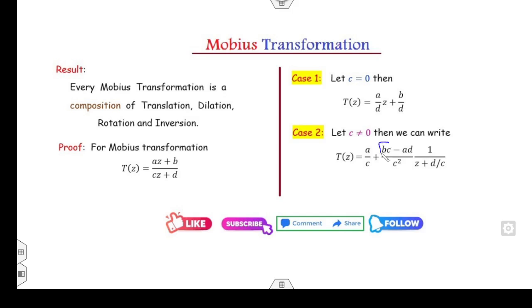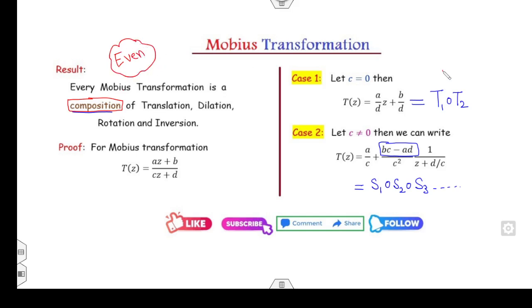And you can see that bc minus ad is just like a determinant. What is the meaning of the composition? That means, can you write this function as T1 composition T2? Or I can write this as S1 composition S2 composition S3 and so on. But make sure that whenever we talk about compositions in the Mobius case, it is always an even number. What is the meaning of even? You can see I have used 2, so n equal to 2 is even. But if I chose only 3, then n equal to 3, which is odd.